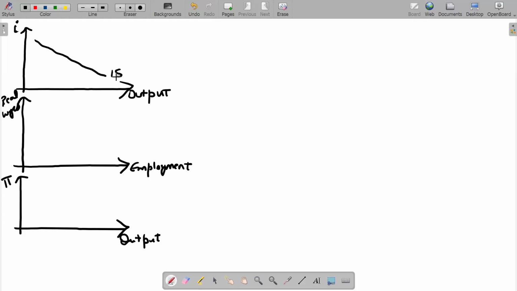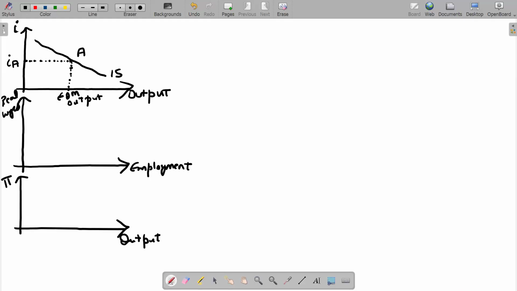Suppose initially we are at point A, and this is my interest rate at point A. Corresponding to it, this is my equilibrium level of output. I can say this is my equilibrium output. Let me write it as EQM, which means equilibrium output.